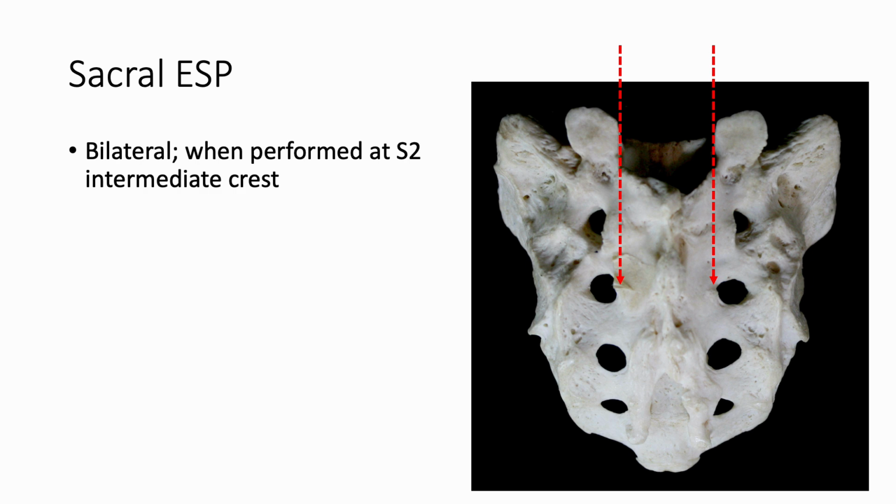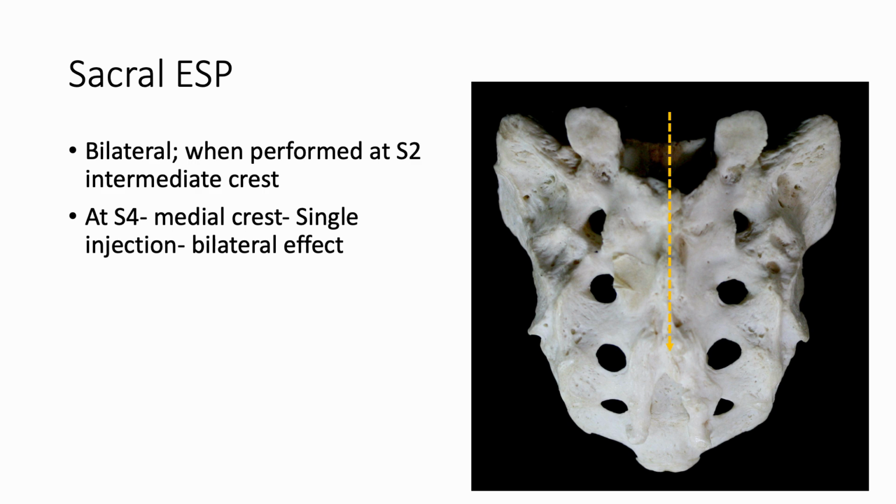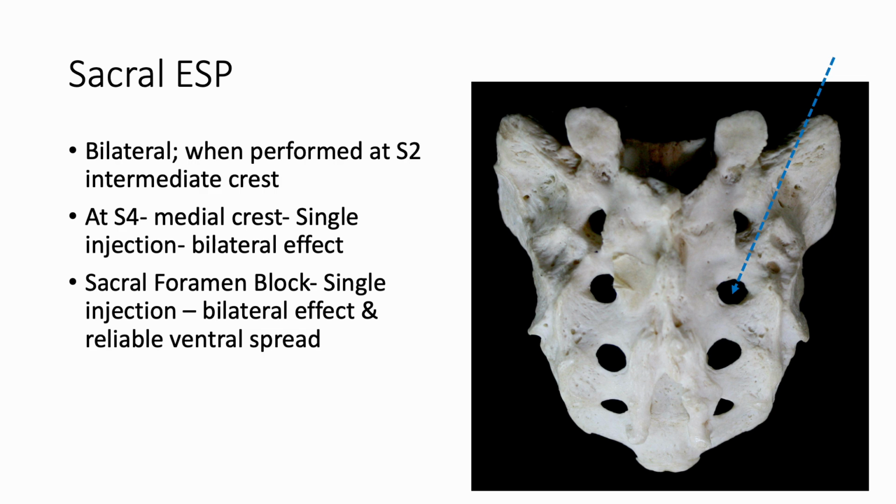Sacral ESP, when performed at the S2 level, at the level of the intermediate crest, should be performed bilaterally. At the level of S4 median crest, a single injection of a large volume is sufficient for bilateral effect. A sacral foramen block is a single injection at the S2 sacral foramina dorsally where a bilateral effect of the ventral sacral plexus is obtained.